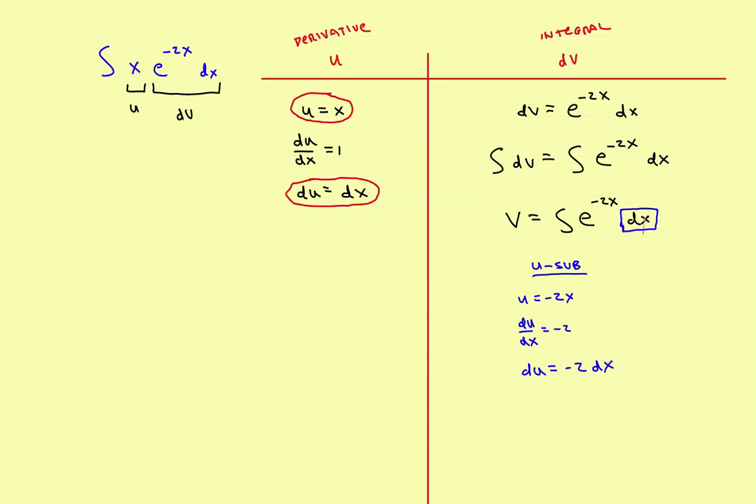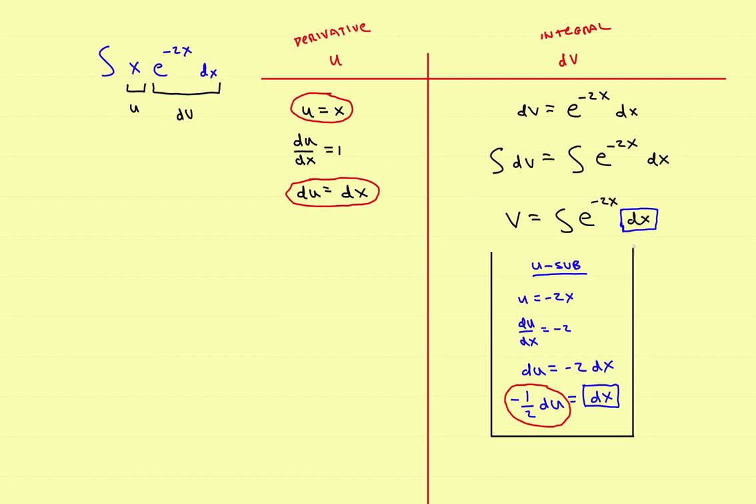Now I need to get rid of this dx, so I'll take the negative 2 from this side and move it over to this side. That gives me negative 1/2 du equals dx. Now this thing right here matches up with that dx, so just like we've done back in our u substitution days, I'll go ahead and replace it with this part right here. This was my u substitution. I think we'll put a little black box around that. So there's the u substitution.